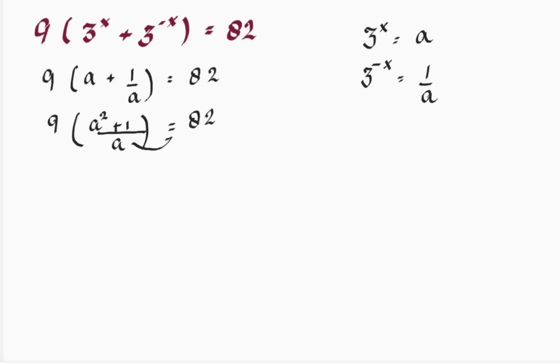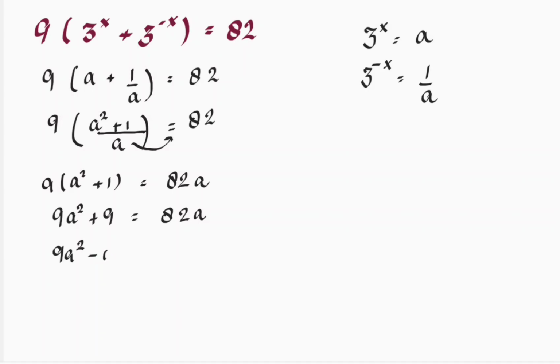Now bring a to the right hand side. This becomes 9a square plus 1 equal to 82a. We have 9a square plus 9 as 82a. Bring everything to one side. This becomes a quadratic equation: 9a square minus 82a plus 9 equal to 0.